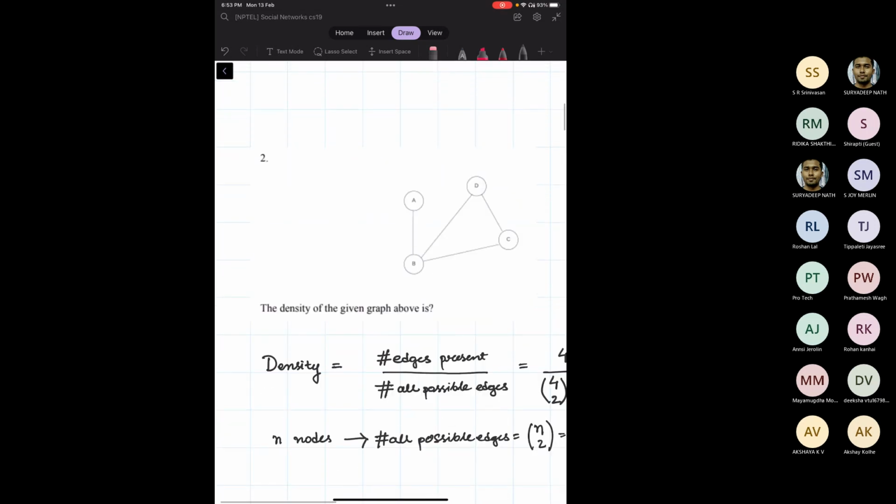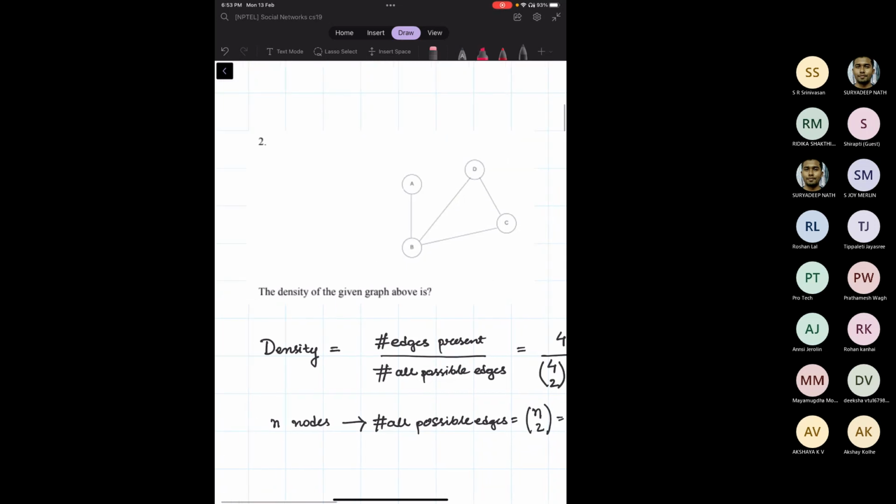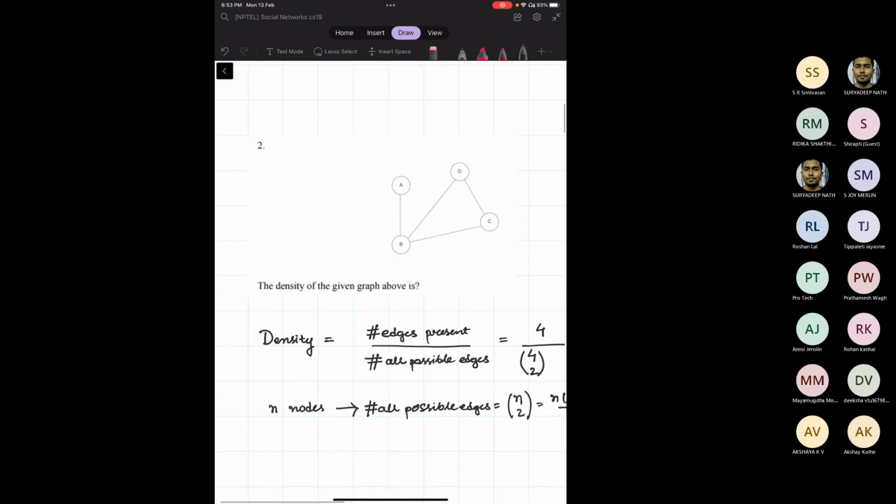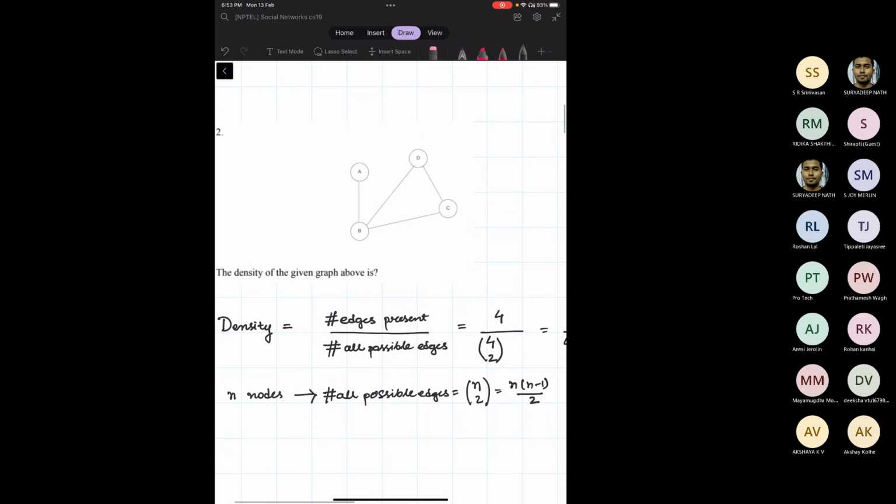Okay. Question 2 is: what is the density of the given graph? So density is basically the number of edges present in the graph divided by the total possible edges that could have existed in the graph. So density is a number between 0 and 1. So density can lie between 0 and 1.